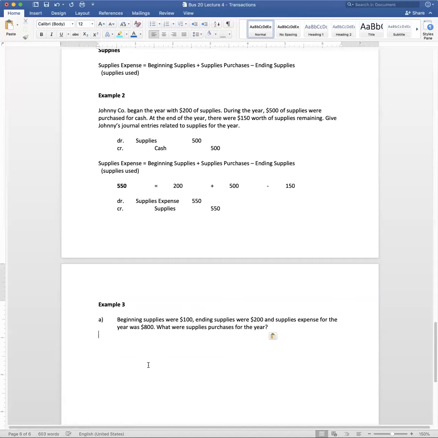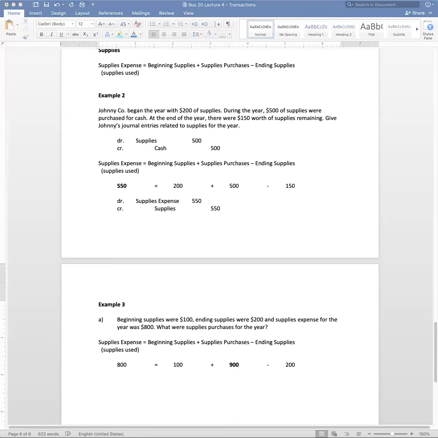Okay, so let's say we have a company here. Beginning supplies were $100, ending supplies were $200, and supplies expense for the year was $800. What were the supplies purchases? Well, we can take our formula and fill in the numbers, right? So we know that the beginning supplies are $100, the ending supplies are $200, and the supplies expense is $800. So we can then do our algebra, solve for the missing number. The purchases must be $900.